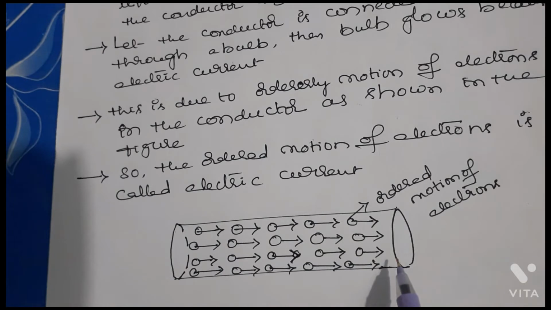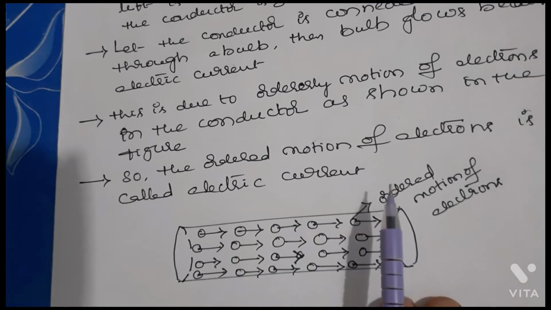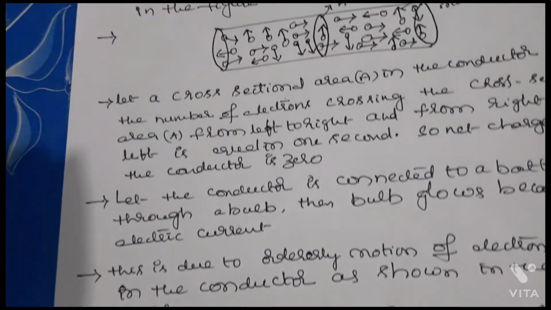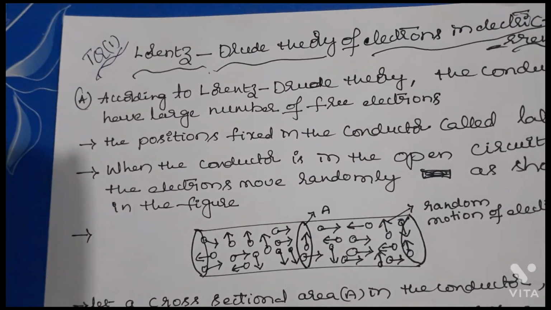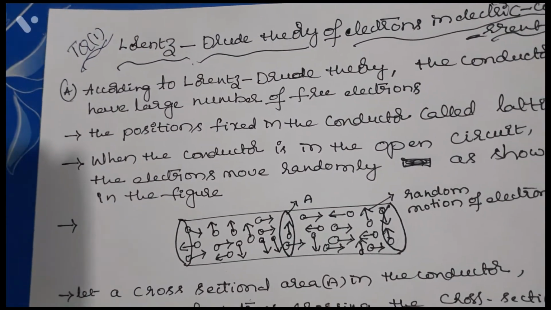Why are they moving in the proper direction? Due to the presence of electric force and electric field. The electric force is controlling these electrons to move only in the proper direction. That is why the net charge is not 0. That is why there is an electric current in the conductor in the circuit, so the bulb is glowing. This is an important question for 4 marks. You can see once again from top to bottom. Everyone has to learn this question.